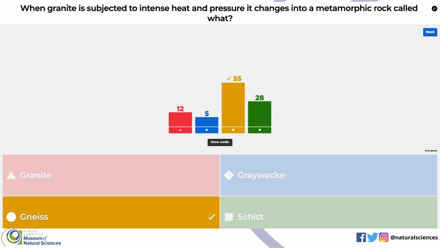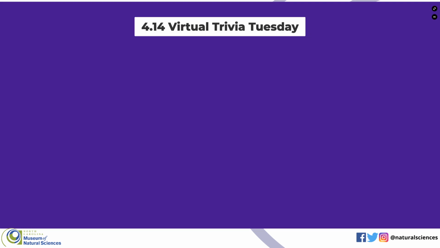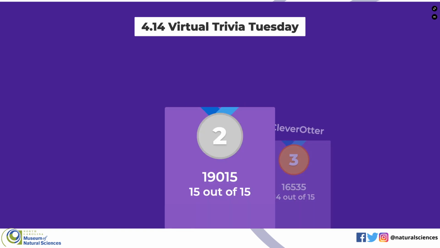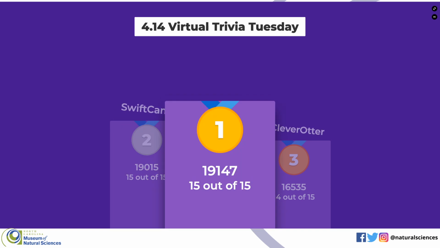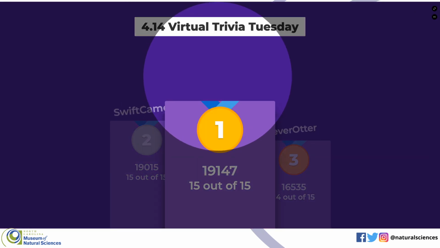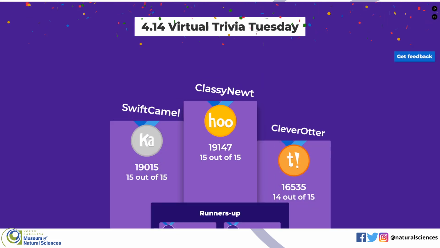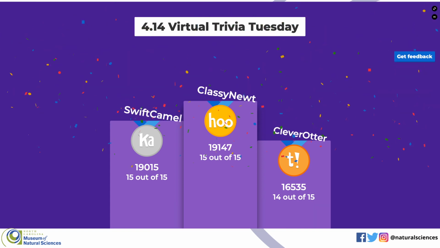Okay. Here we go, everybody. This is going to be our final look at the leaderboard. Are you excited? Are you ready? Drum rolls, please. Here's your podium. In third place, Clever Otter. Wow, you got 14 questions right. Silver medal goes to Swift Camel. And first place, gold medal, goes to Classy Newt. Fantastic job. So amazing. This is incredible.